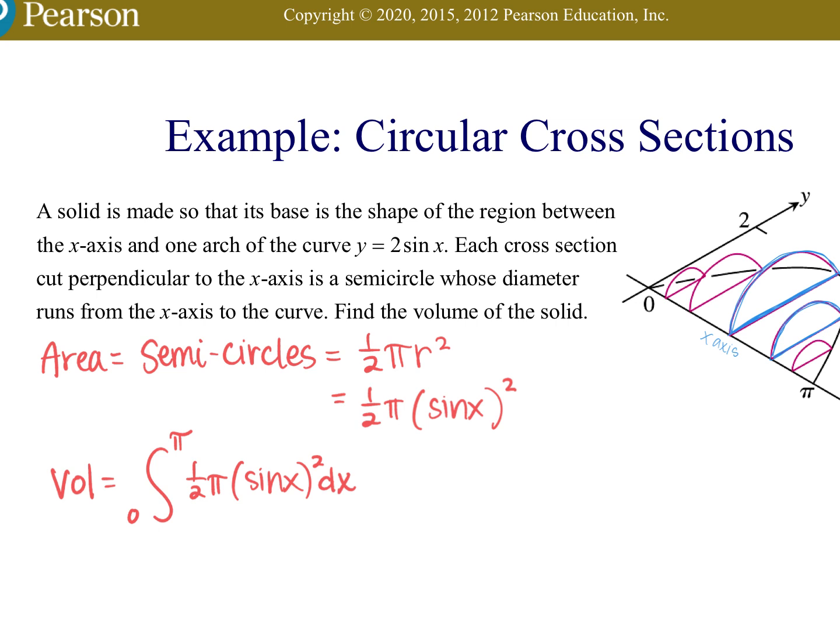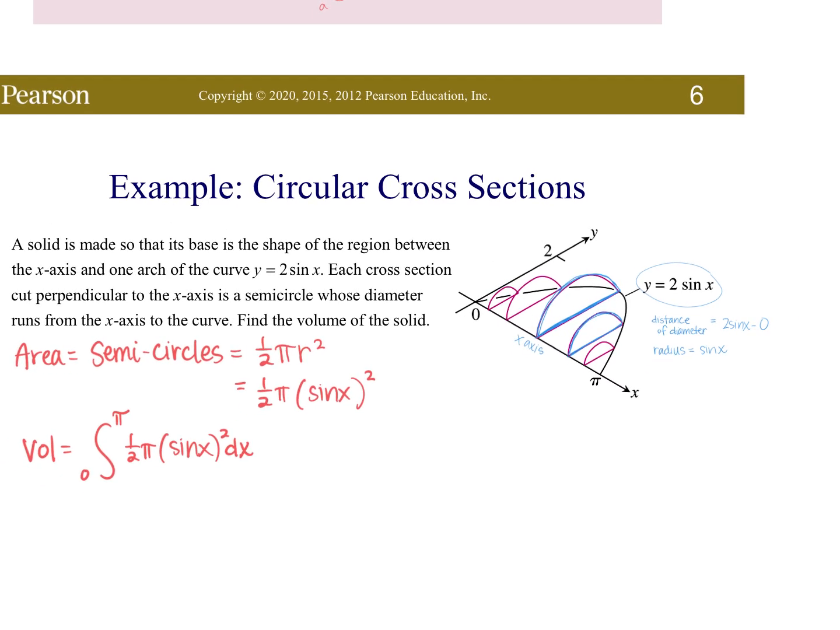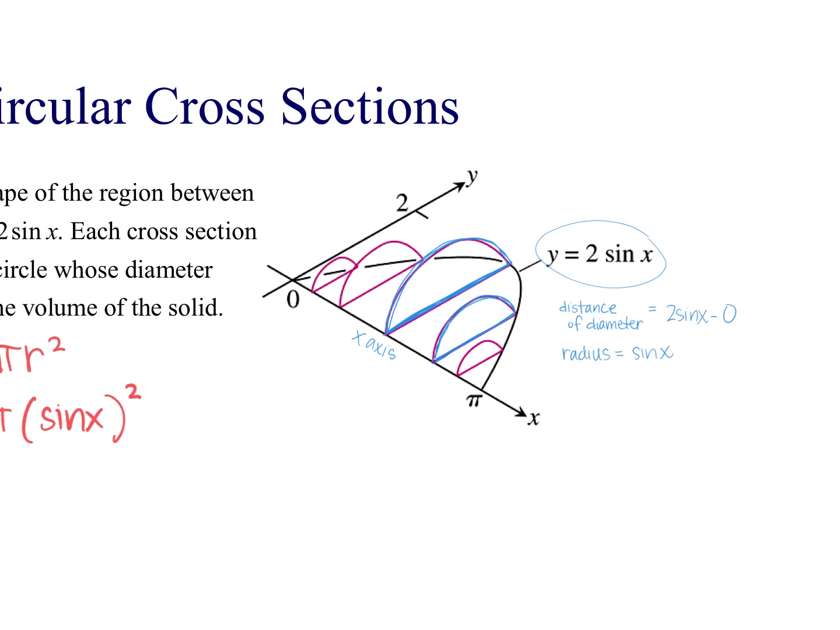Okay? Oh, distance of diameter. How do you know which equation to use for the diameter? Well, I have two equations. In the picture, y equals 2 sine x was labeled, but the x-axis is also an equation. The equation is y equals 0. So there are actually two equations, and I'm using both.